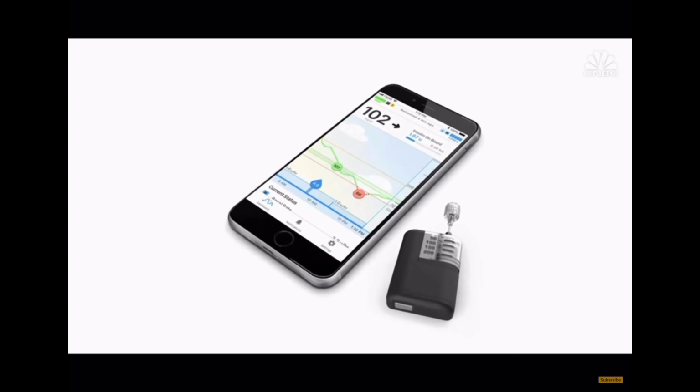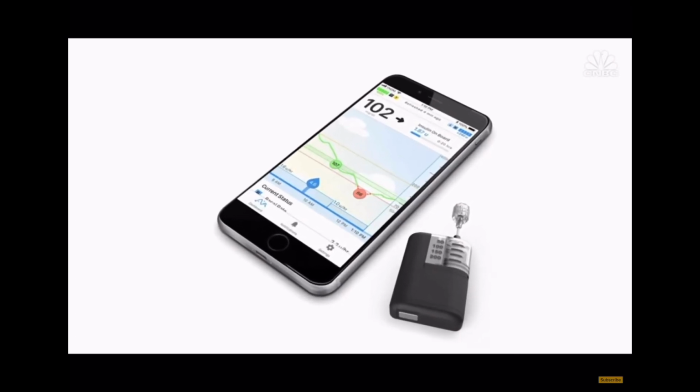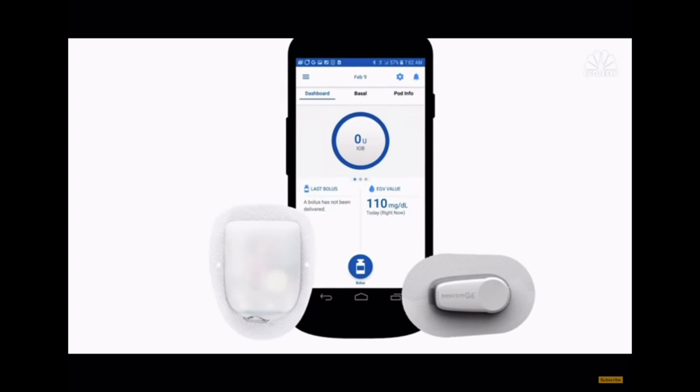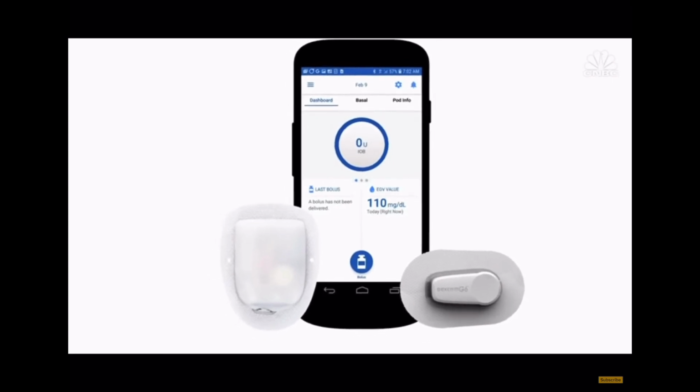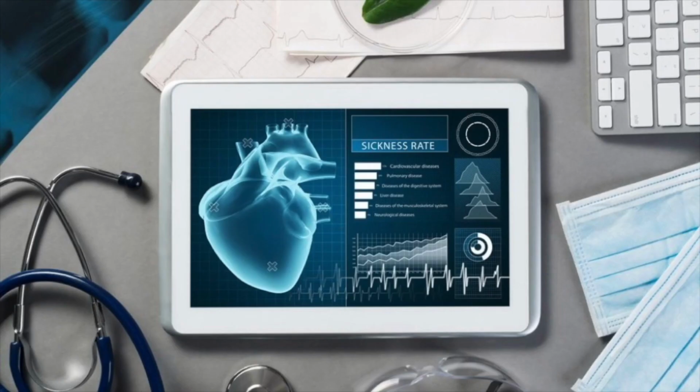There are a lot of new systems in the works. Pumps that are smaller, patch pumps that use a closed-loop system, and ones that can be controlled by the user's own phone. So digital and robotics technology is helping to transform the healthcare system.